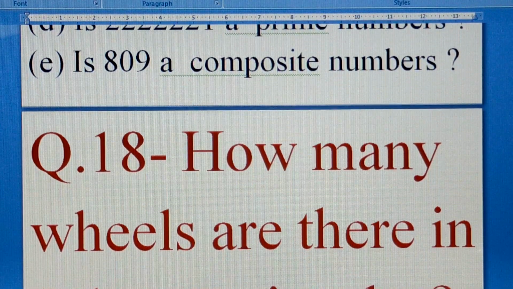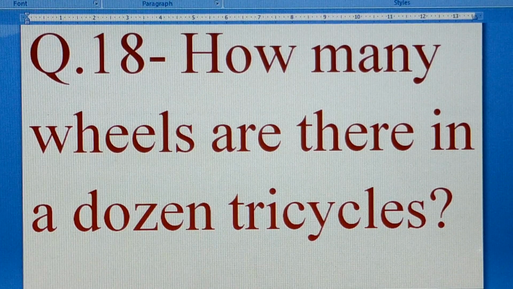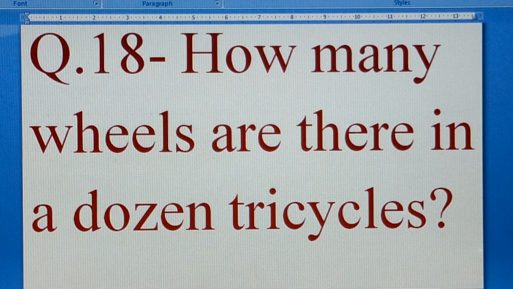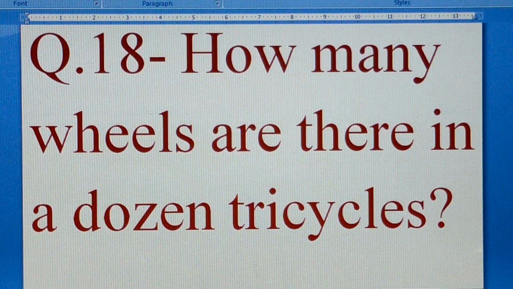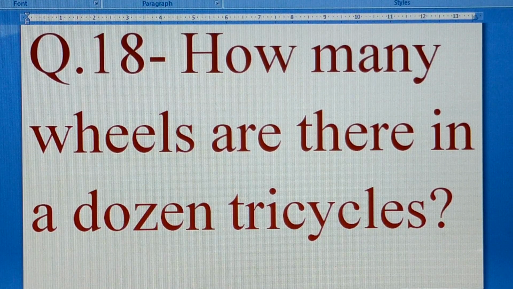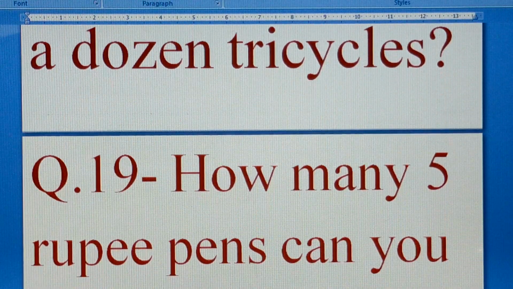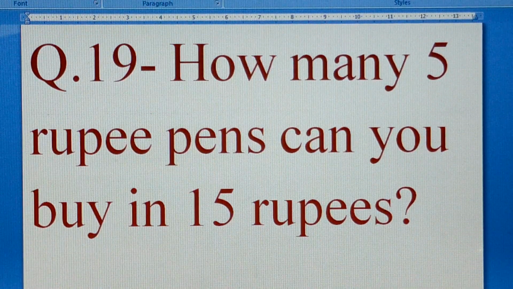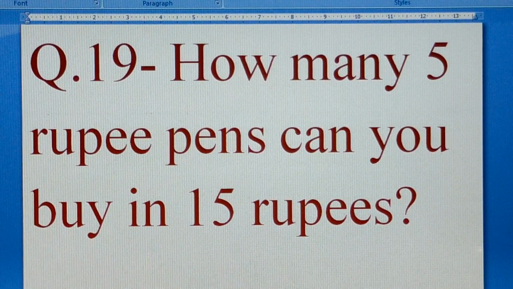Question number 18. How many wheels are there in a dozen tricycles? Tricycle means 3 wheels. 1 dozen means 12. How many 5 rupee pens can you buy in 15 rupees?